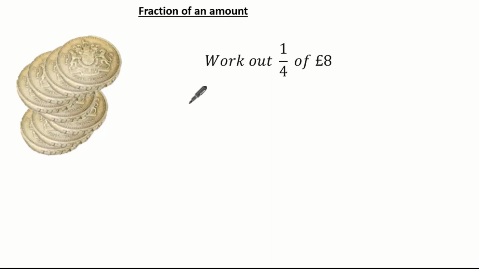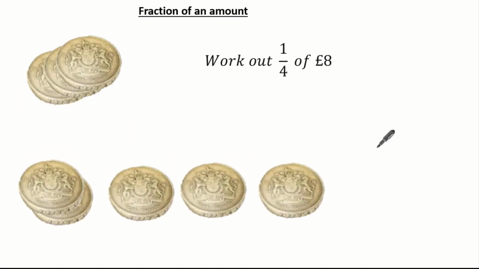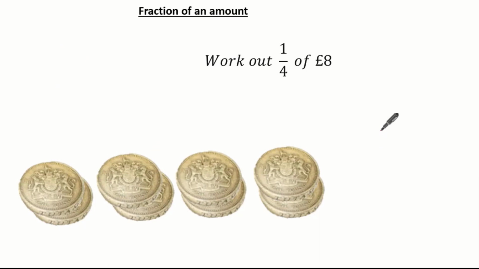So let's start by looking at what the fraction means with this past exam question. Here we need to work out a quarter of £8. Well, this means we need to split £8 into 4 equal parts because that's the denominator. So splitting £8 into 4 equal parts, you can see how much we have in one part. And in one part we simply have £2.